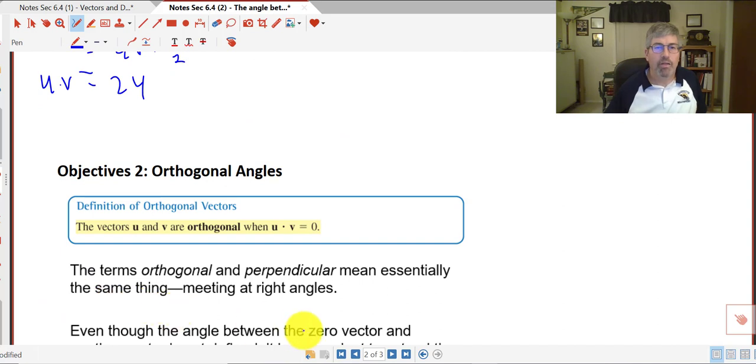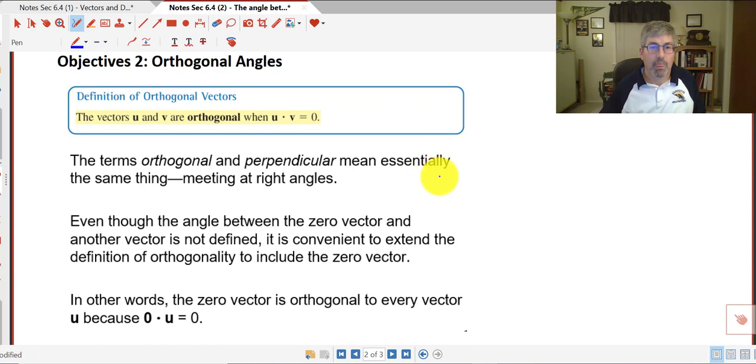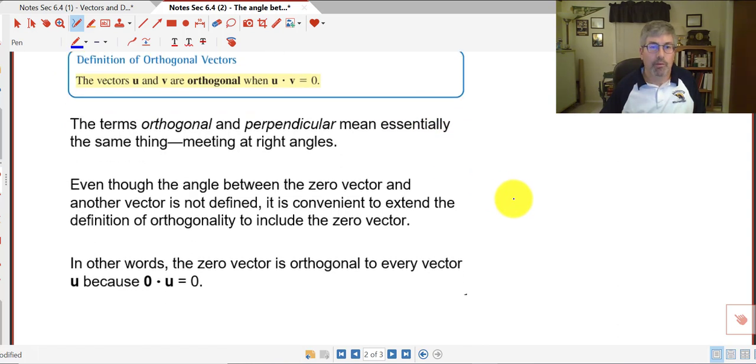And finally, orthogonal angles. Essentially, orthogonal angles are angles that are perpendicular or meet at right angles. It turns out that vectors u and v are orthogonal when the dot product u times v equals 0. If the dot product of any two vectors is 0, then we know that those two vectors are at right angles. Okay, so it doesn't matter where they're positioned.